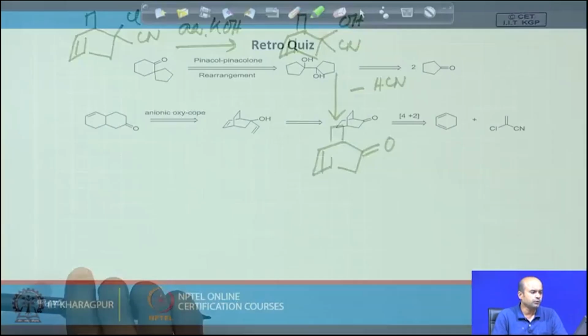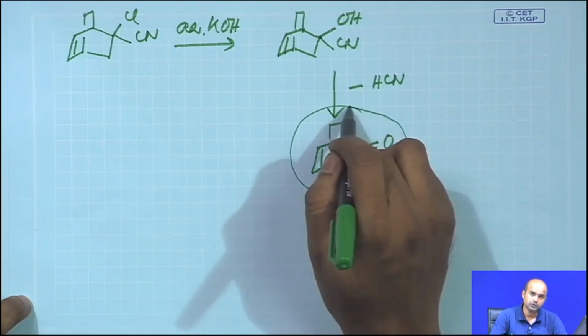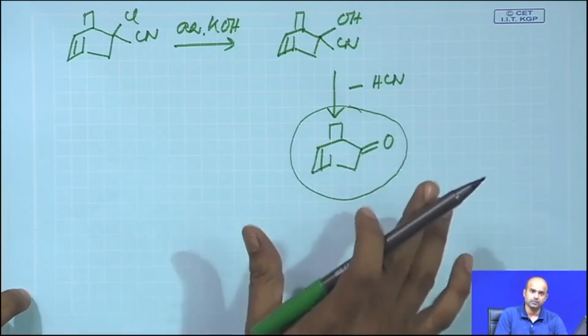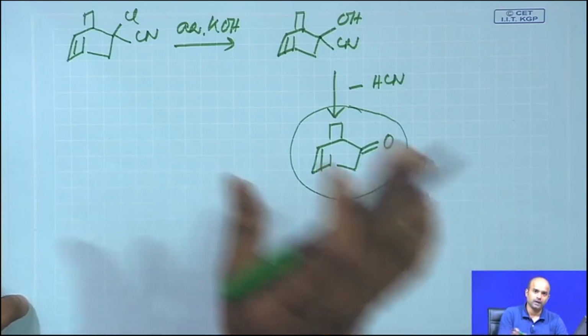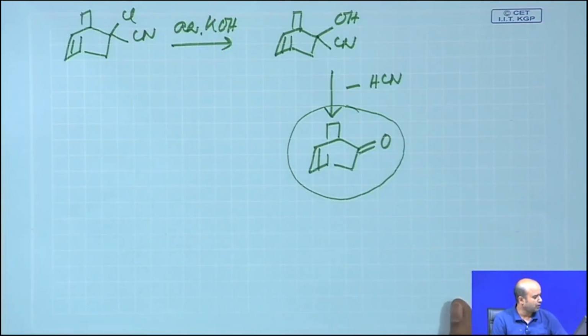So, what transformations did we use here? We used an anionic oxy-Cope here, and then we also used a Diels-Alder cycloaddition reaction to get this particular ketone, and this ketone is very useful as a starting material. Then you can do a vinyl magnesium bromide reaction, which we have already discussed, and then you can do the anionic oxy-Cope.